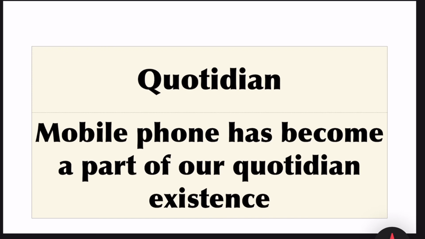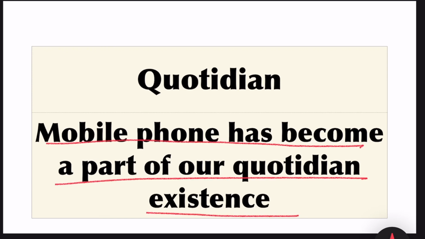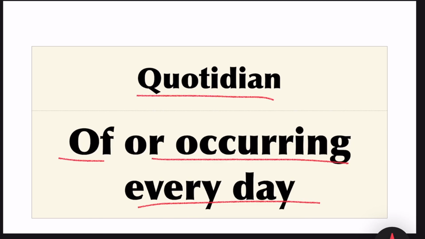Look at the example. Mobile phone has become a part of our quotidian existence. It means mobile phone has become a part of our daily existence. So, quotidian means daily, everyday activity, usual activity.